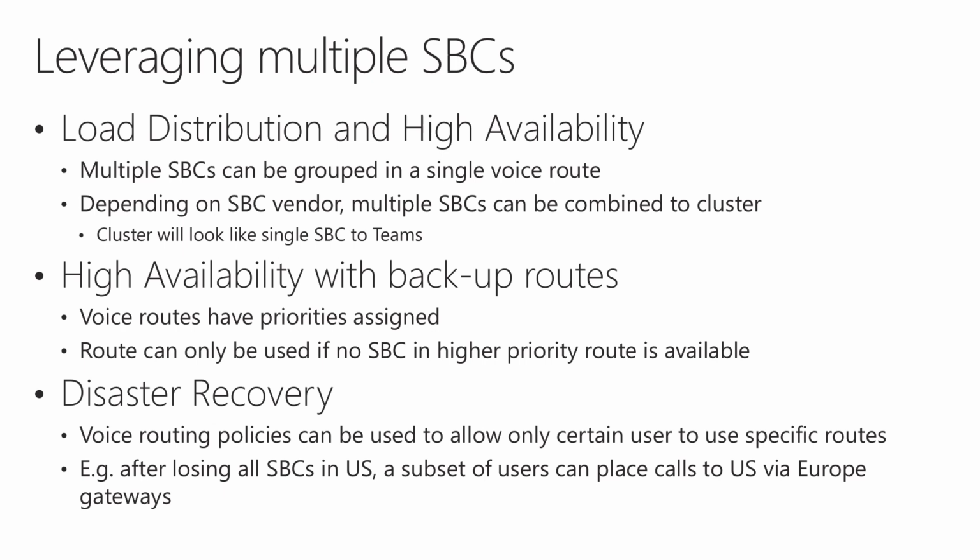If you do it like this, then the load will be equally distributed between these SBCs. Sometimes there might be situations where you want to prefer a specific set of SBCs and just use others for backup. You can do that by configuring multiple voice routes and having priorities assigned to these voice routes. And if no SBC is available to take a call with the highest priority, the next voice route with the next highest priority will be used. And this way you can fail over to other SBCs if you need to.